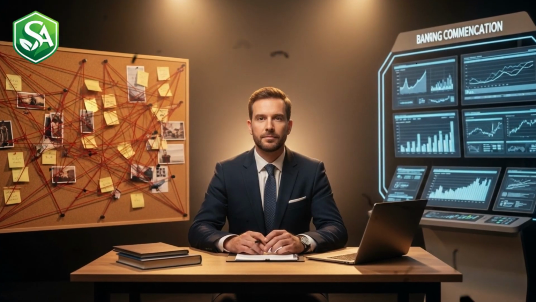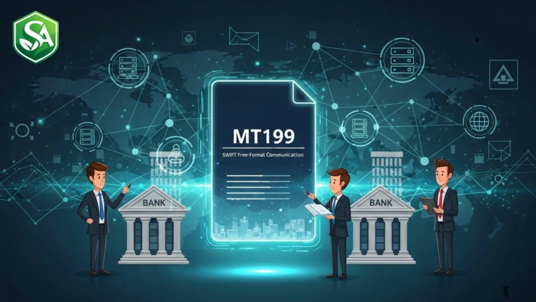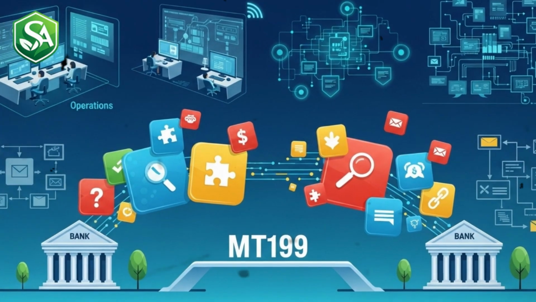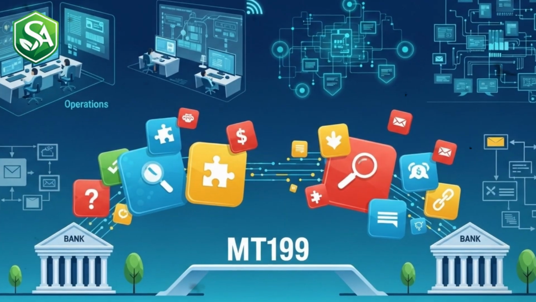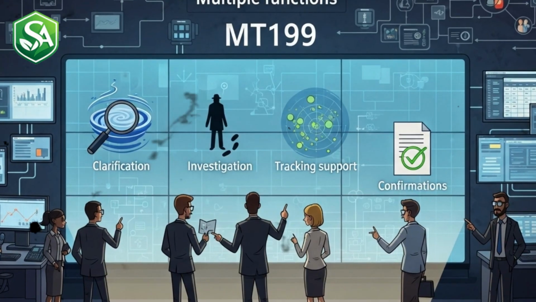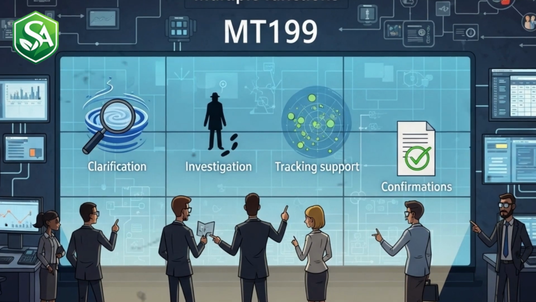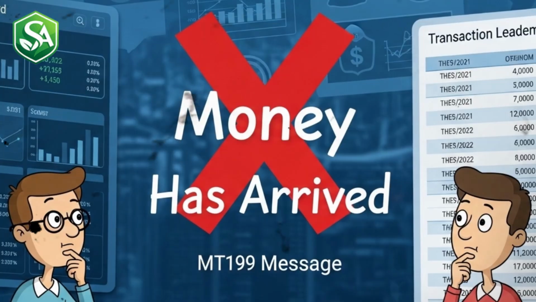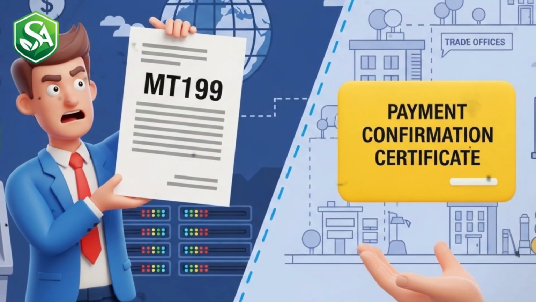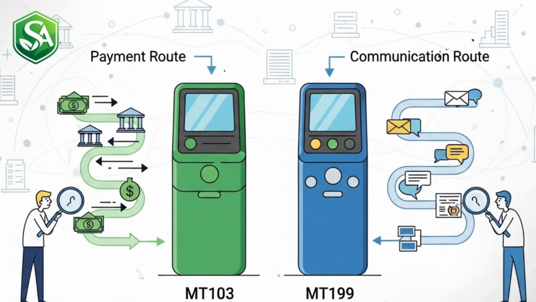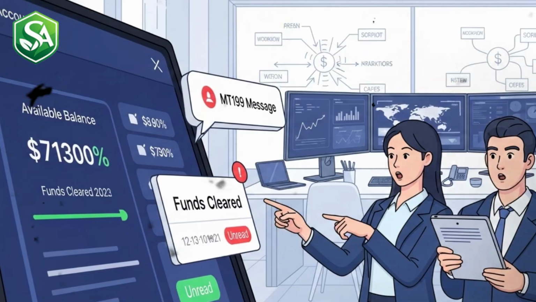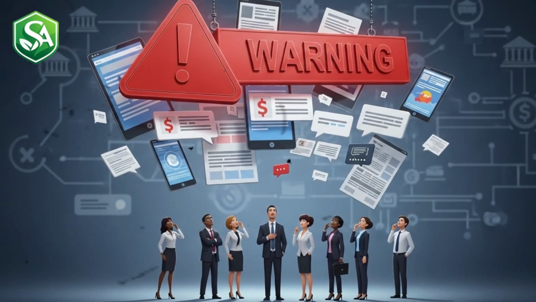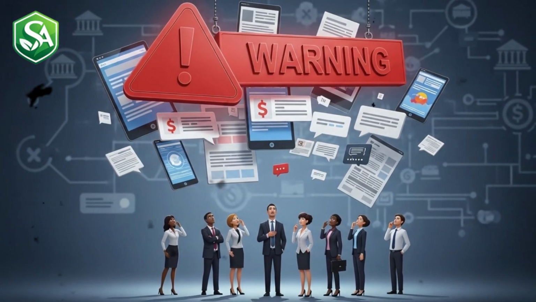Now let's close the case file with a clean summary. MT199 is a SWIFT free format message. It is used when banks need to communicate information that does not fit another message type. It can support payment tracking, clarification, investigations, and confirmations depending on context. It does not automatically mean money has arrived. It does not automatically prove payment. It does not replace MT103. It does not replace settlement. It does not replace cleared funds. And it should never be treated as proof based only on a PDF, screenshot, or forwarded message.